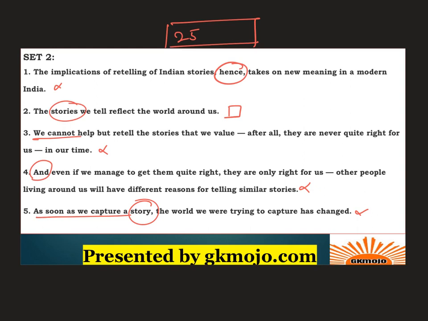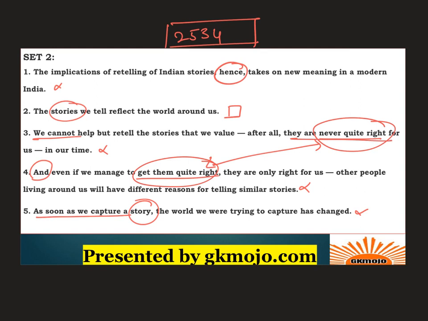Also, you should have a look at sentence number 3 and sentence number 4. 3 talks of stories, never quite right for us in our time. And 4 is about what happens if we manage to get them quite right, right? So please see the connection. Hence 3 and 4 is a link, right? So 3 and 4 will come immediately after 2 and 5. You should be able to spot such links. First, they are not quite right, and even if we manage to get them right. So this is a straightforward clue, a very easy one, that 3 4 will follow.